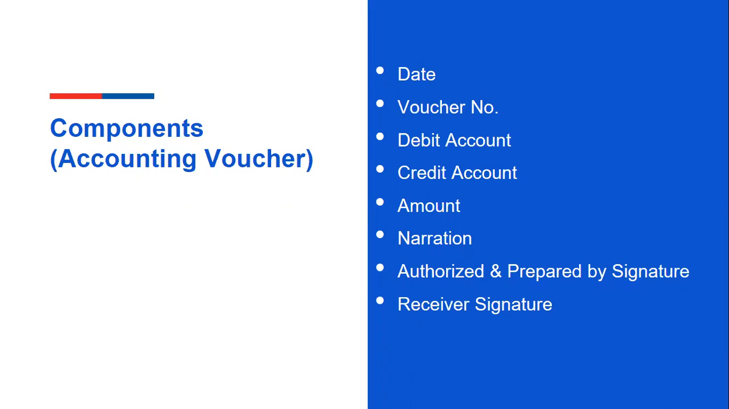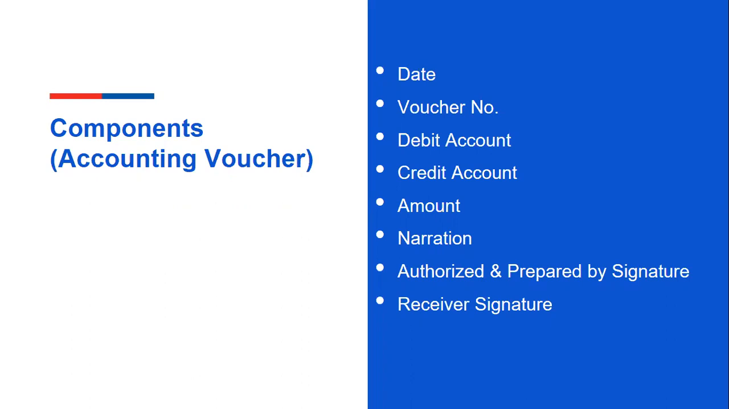These are the components. You have to record information like date, voucher number, debit account, credit account, amount, narration, authorized and prepared-by signatory, and receiver signature. You specify which date the voucher belongs to, the voucher number, select the debit and credit accounts, mention the amount, enter the narration, and give the authorized signatory and receiver signatory details. These details you have to specify in the transaction. So these are the components of accounting vouchers.